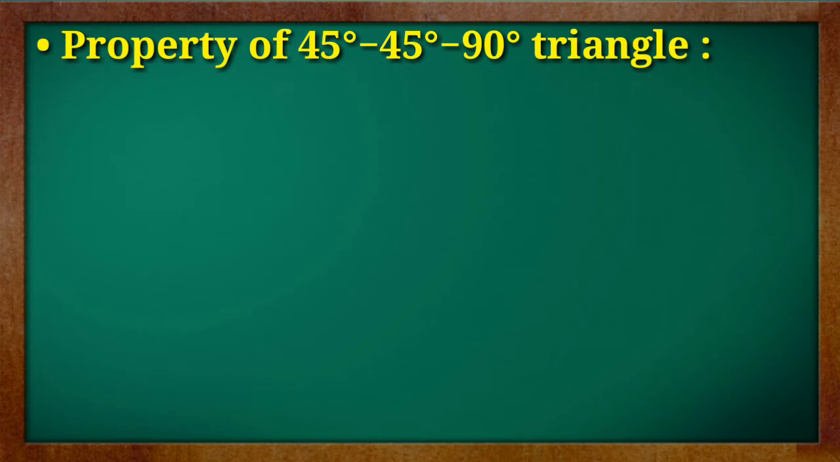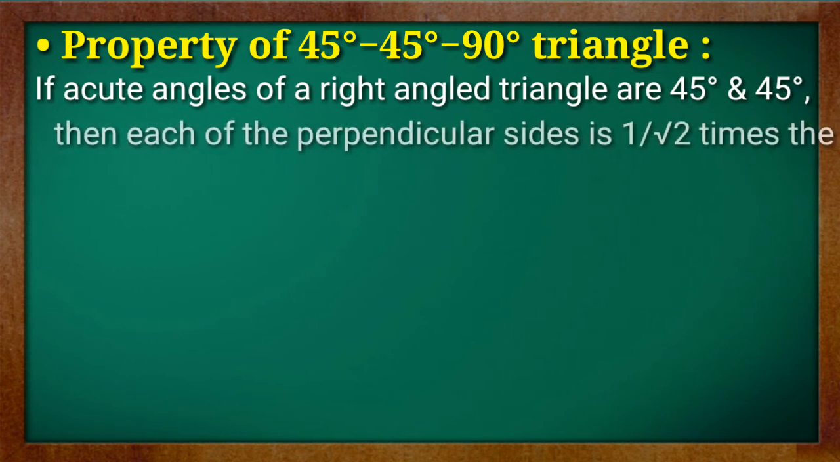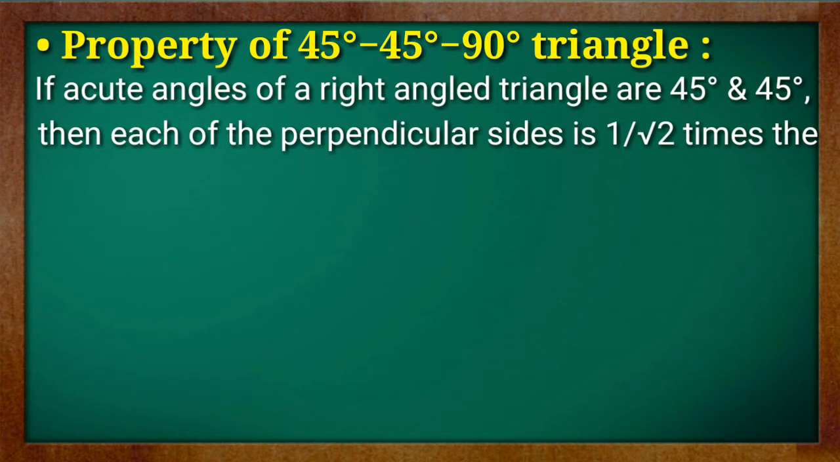Then statement: if acute angles of a right angle triangle are 45 degree and 45 degree, then each of the perpendicular sides is 1 upon root 2 times the hypotenuse. From given statement we will draw the figure.